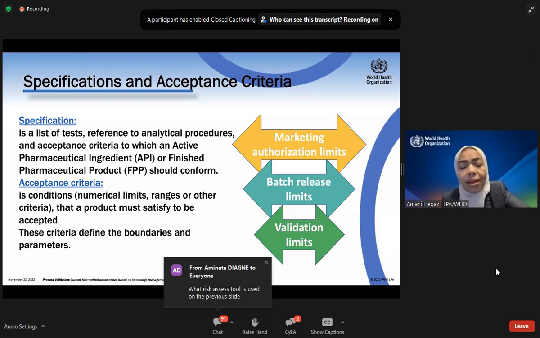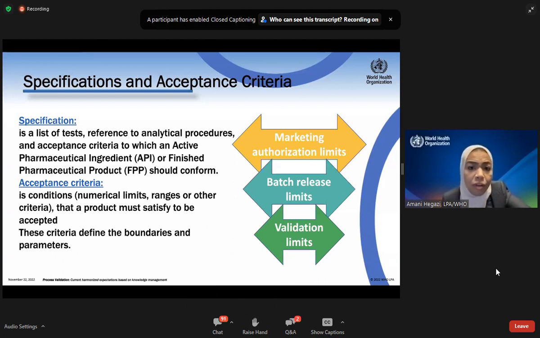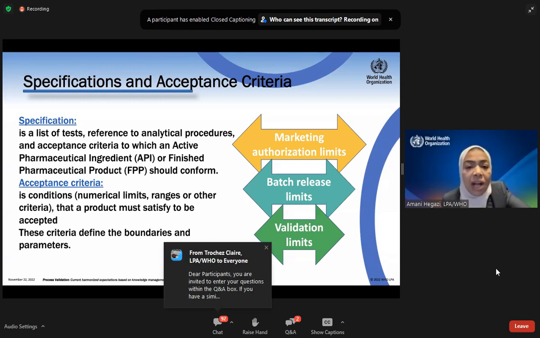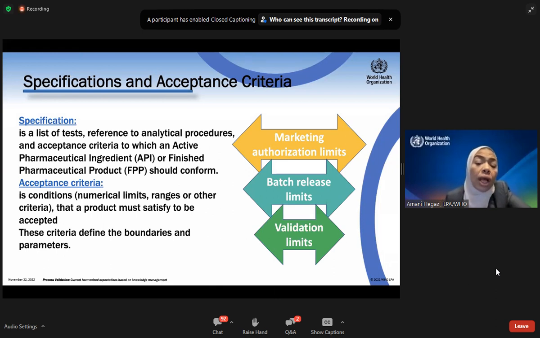that manufacturers should establish to ensure that the critical quality attributes, those that are liable to change during the shelf life of the product, will remain within the specification until the end of the shelf life. And finally, the limits established based on the current process performance, which are the calculated upper control and lower control limits, or what are called the validation limits.